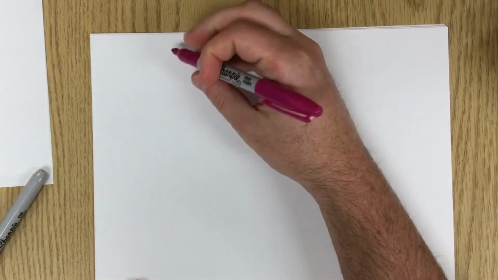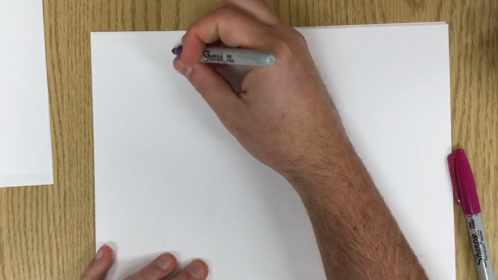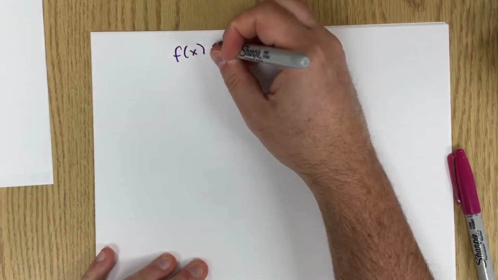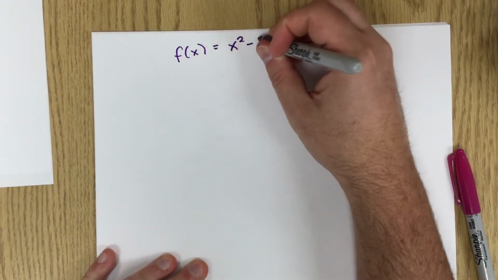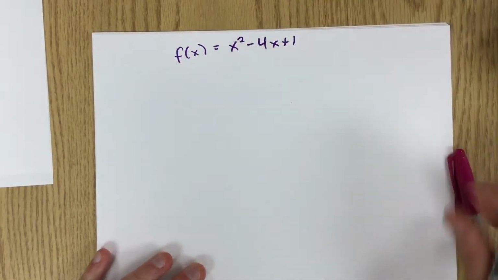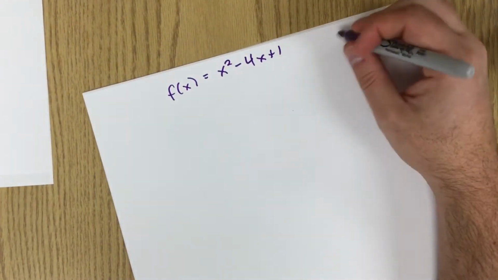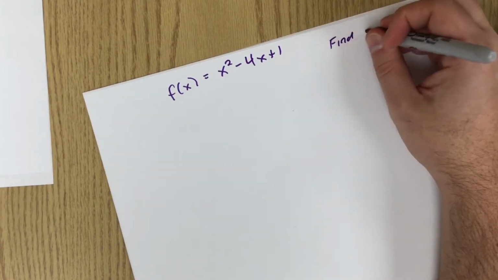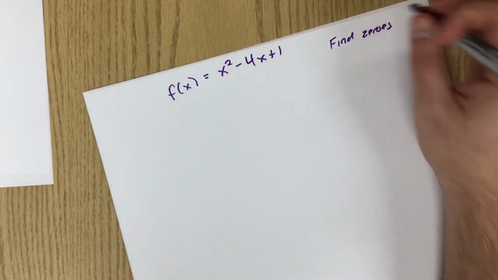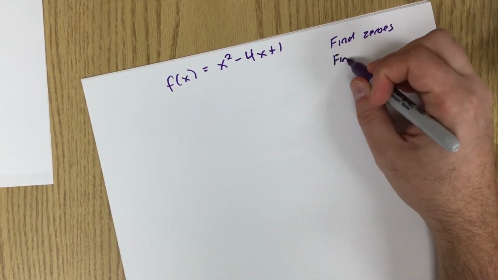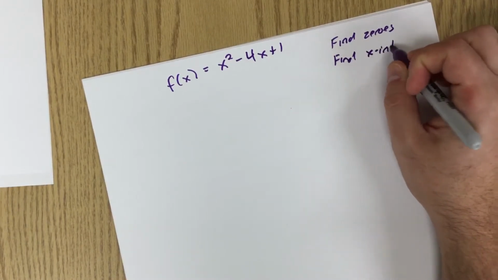So what we're going to do now is use the quadratic formula, but now we're going to use our knowledge of radicals to simplify stuff. So for example, let's say I have f of x equals x squared minus 4x plus 1. And the instructions are going to be: find the zeros, which is another word for find the x-intercepts. So we're going to find the x-intercepts.